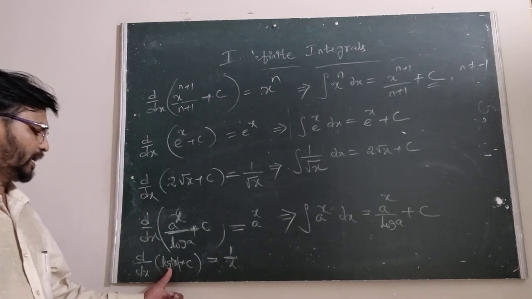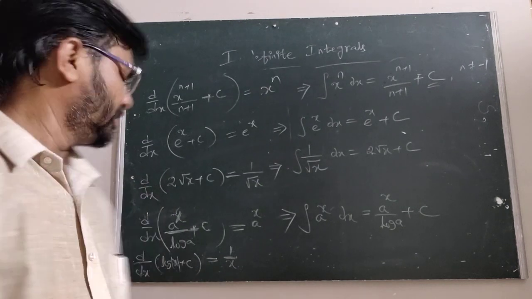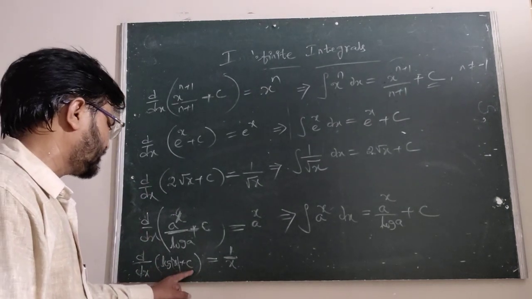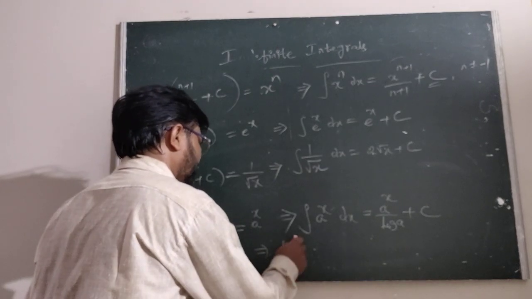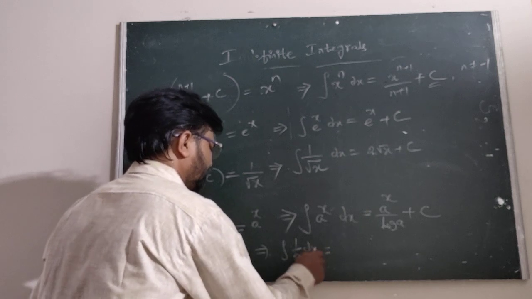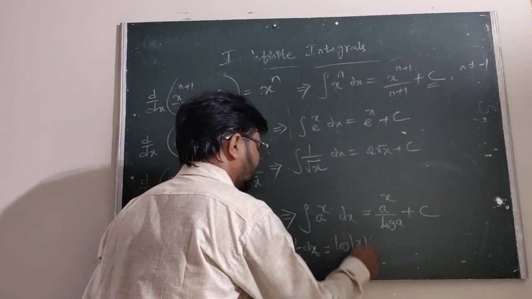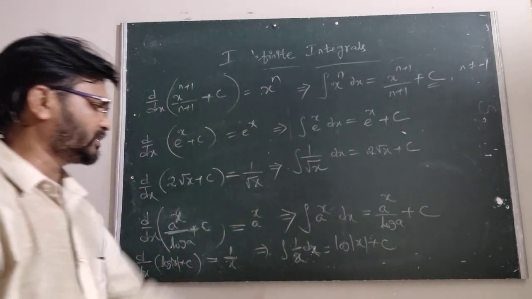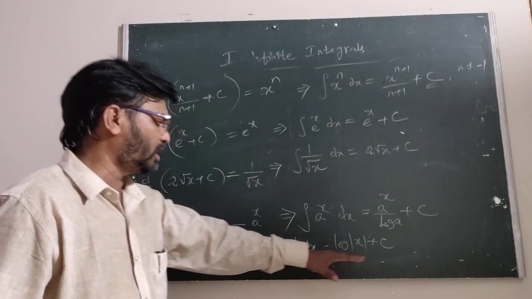The derivative of log x, where x must not be equal to 0. The derivative of log mod of x plus c is 1 by x. Now this can be written as the integral of 1 by x dx. The integral of 1 by x dx is the log mod of x.